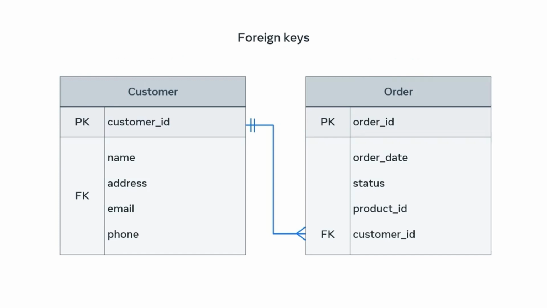In this example, the customer ID value existing in the order table can be used to fetch the records of a specific customer to determine who placed the order. For example, to generate an invoice or to deliver an order to the customer address.